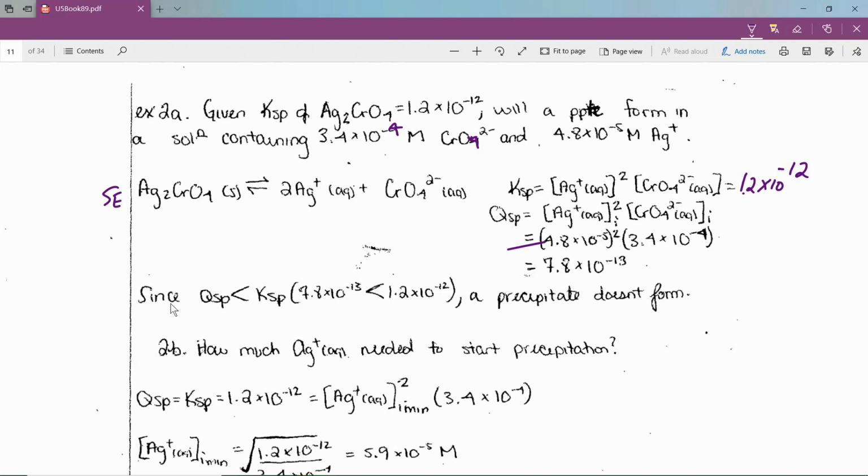And then we make the comparison, our since statement. Since QSP is less than KSP, 7.8 by 10 to minus 13 is less than 1.2 by 10 to minus 12, I do not form a precipitate of silver chromate. Doesn't happen. Okay?